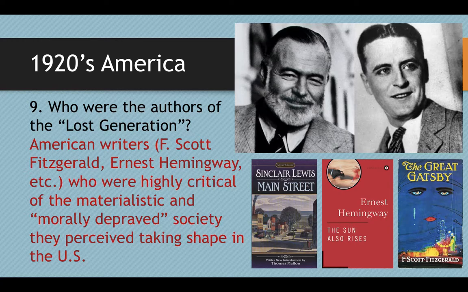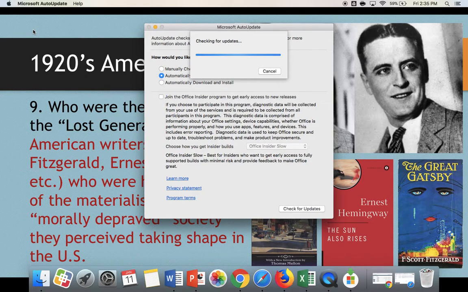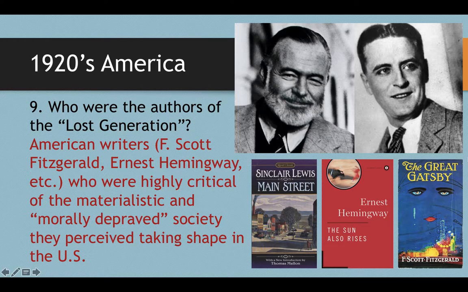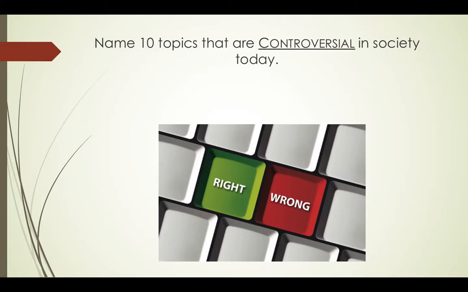perfect place to look. Ernest Hemingway wrote a bunch of very well-known and well-respected novels, including The Sun Also Rises, which is about the 1920s, A Farewell to Arms, which is about World War I. What's another one? The Old Man and the Sea, and then also For Whom the Bell Tolls, which is about the Spanish Civil War. All right, so these were very influential authors during the 1920s, and they were called members of the Lost Generation.